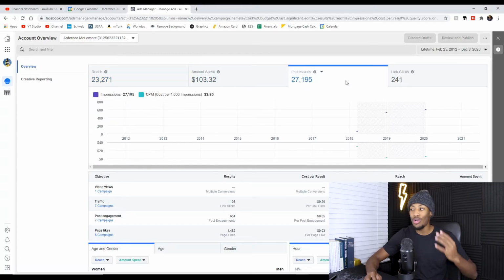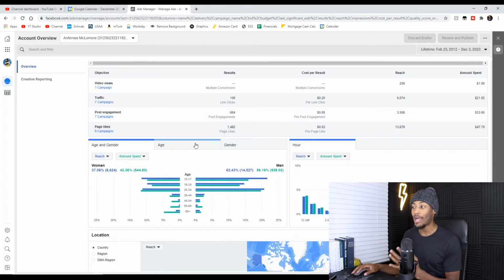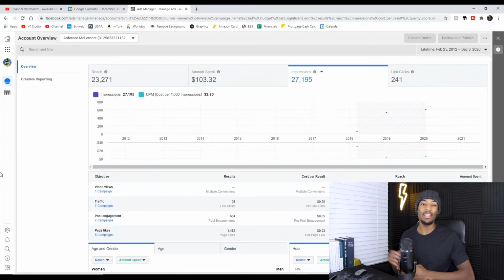23,271 people with 27,195 impressions. And you can see that right here under page likes, we can see exactly how many likes we got from the page, which is 1,482, where it only costs 3 pennies per page like. Now that's pretty insane to me that you can pay Facebook 3 pennies in order to get a like for your business page that you're running, but there are a few caveats that I must say to this.